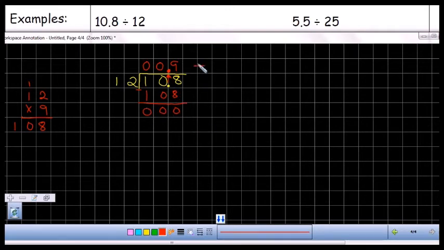So this 0.9 or 9/10 is my answer. And remember, the answer to a division is my quotient. And that's it, I'm done. So I did example number 1.